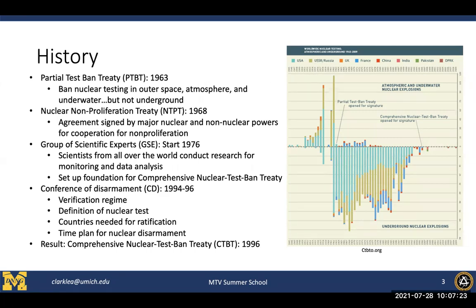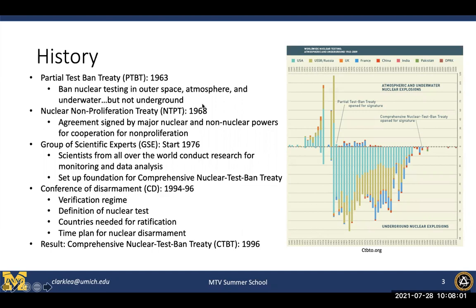This was a treaty that banned nuclear testing in outer space, the atmosphere, and underwater. But a key component of this treaty was that it did not ban tests underground. So while this treaty reduced radioactive fallout, which was a big concern, testing continued and it actually grew. We can look at this graph right here, and we see the Partial Test Ban Treaty open for signature in 1963. And these were a bunch of atmospheric and underwater nuclear explosions. They mainly all moved down to underground explosions then, and they continued on for many years later.